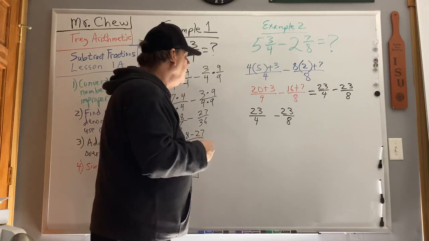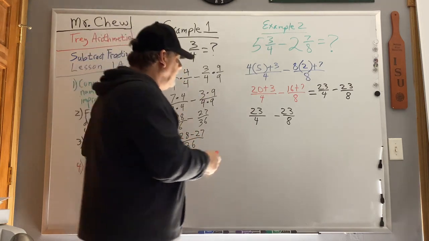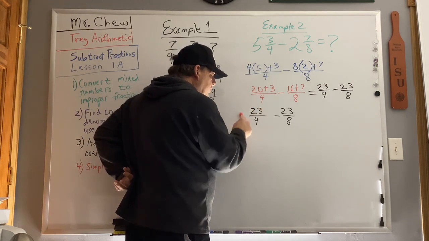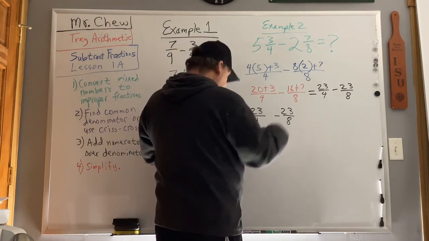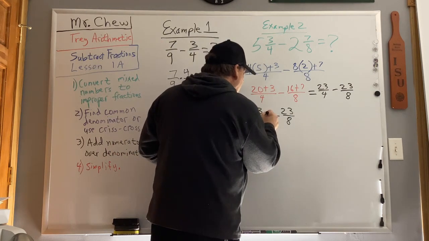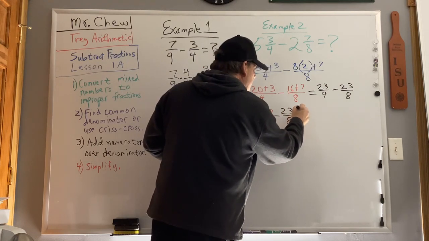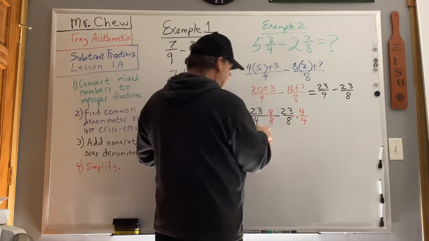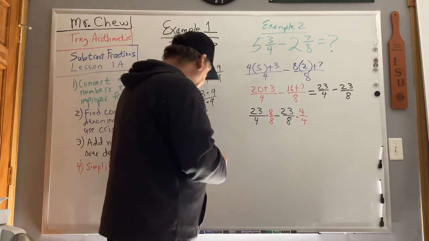And just like we did over here, we're going to take and multiply this first fraction by 8 over 8, the second fraction by 4 over 4. Why? Because I have to have the same number. And look what we get. A 32 here and a 32 here, which is what we want.